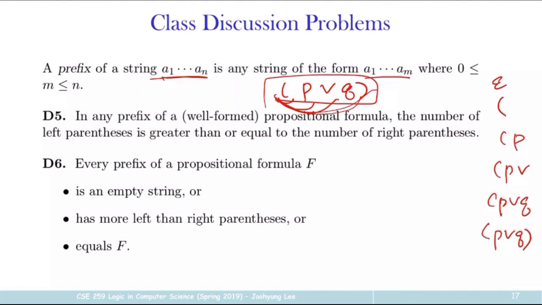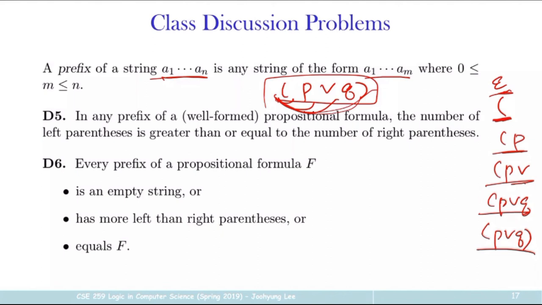Now P5 and P6 are about the properties of the prefix. So if you take any prefix of a formula, the number of left parentheses is always greater than or equal to the number of right parentheses. We can easily check this for this example. L is 0, R is 0. L is 1, R is 0. So there are more left parentheses, more, equal. So at least for all the prefixes, the number of left parentheses is greater than or equal to the number of right parentheses. How do you prove it?